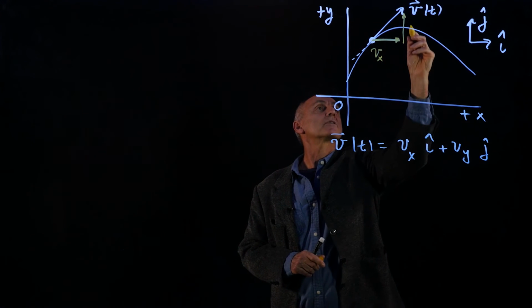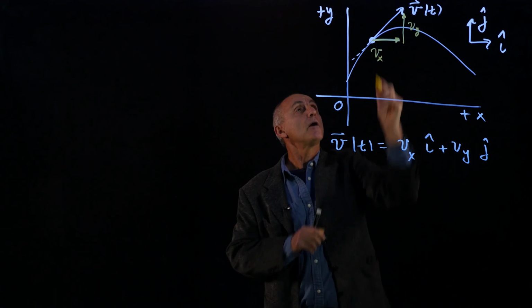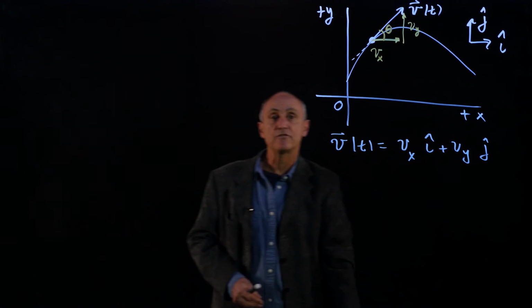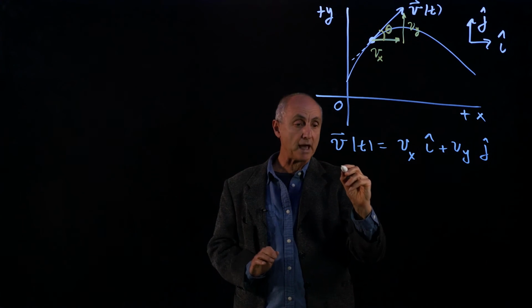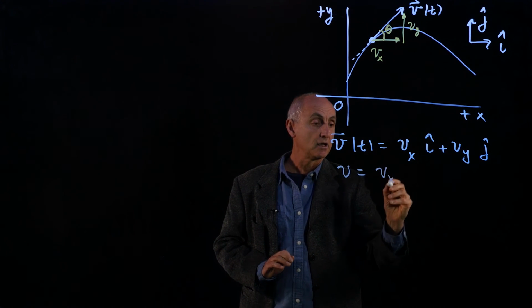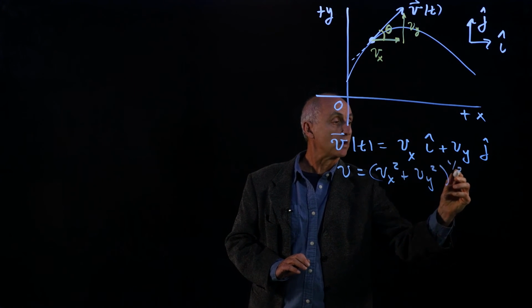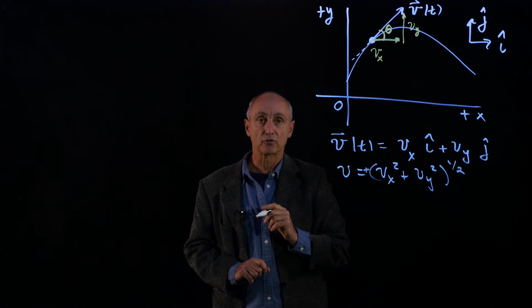This is the x component. That's the y component. And now if I define this angle theta, we know that a vector has a direction and a magnitude. We've seen that we call the magnitude the speed. So that's just the square root of the sum of these components squared. Speed is always positive, so we always take the positive square root.